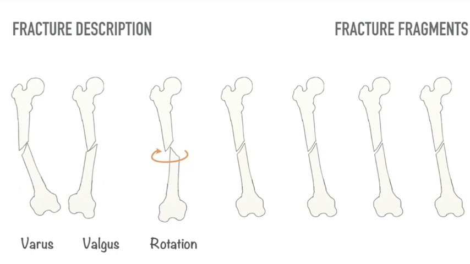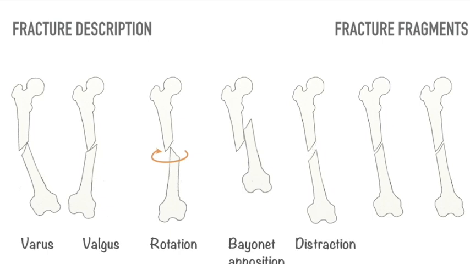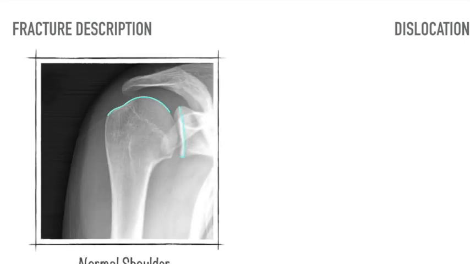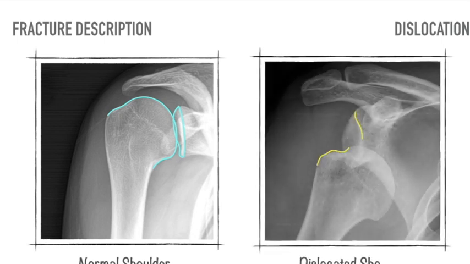Apposition is the amount of end-to-end contact of the fracture fragments. Bayonet apposition means overlap of fracture fragments in the longitudinal axis. Distraction is the displacement in the longitudinal axis of the bones. The fracture can also be medially or laterally displaced, depending on the position of the distal fragment. Subluxation or dislocation of the joint is present if there is disruption of the normal relationship of articular surfaces. One must also note the direction of the dislocation.